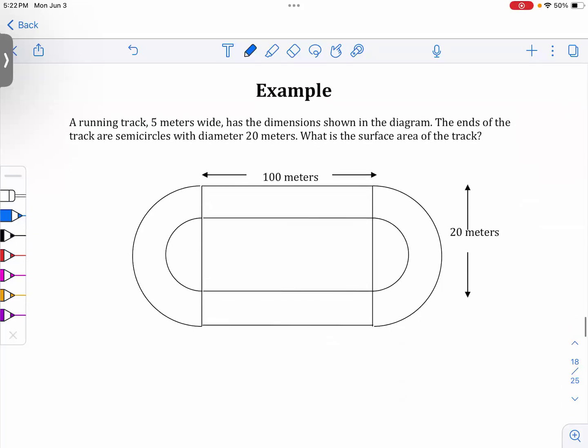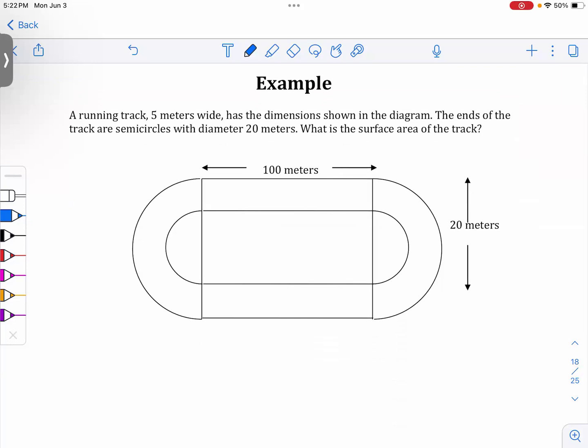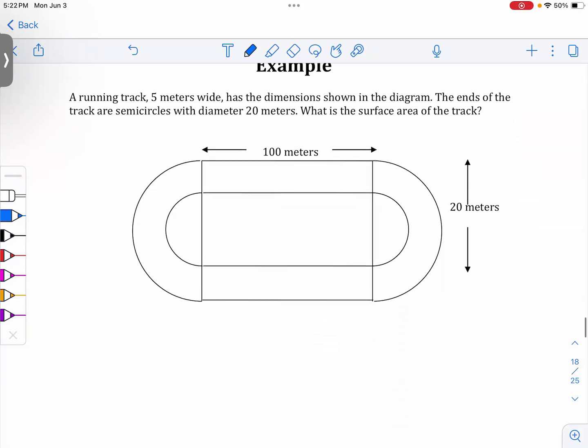So let's look at an example. A running track 5 meters wide has the dimensions shown in the diagram. The ends of the track are semicircles with diameter 20 meters. What is the surface area of the track? So we have two different shapes here.